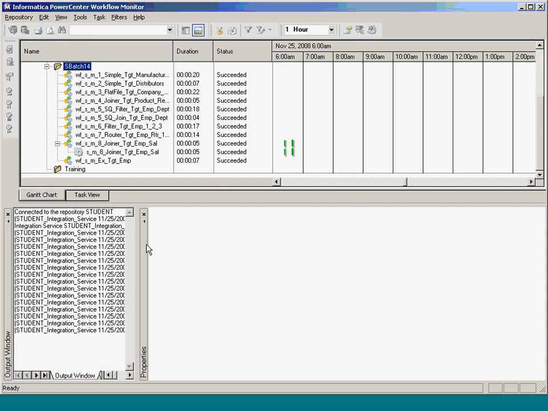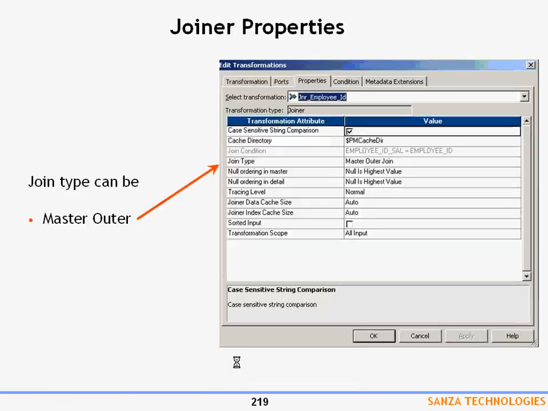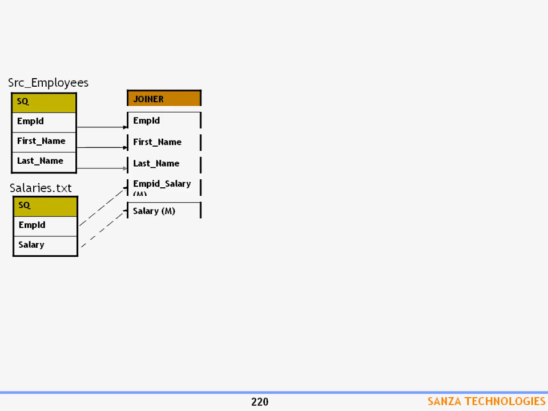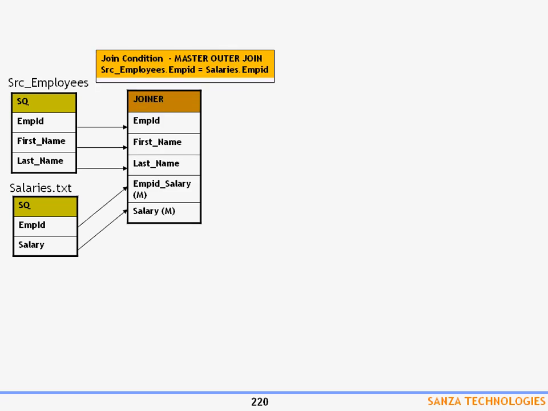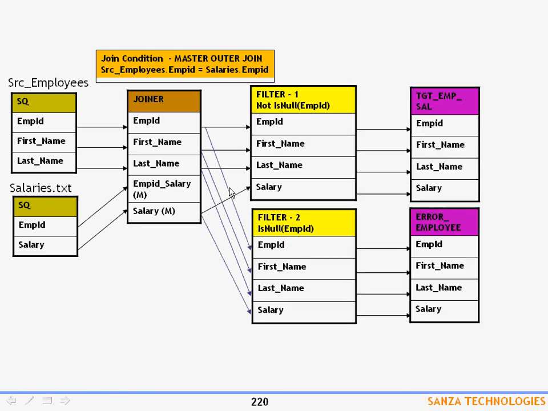Before we see the results, now you have made it master outer join. How it works, please observe it. In the joiner transformation, I made it a master outer join condition. Source and target, I just changed to master outer join.